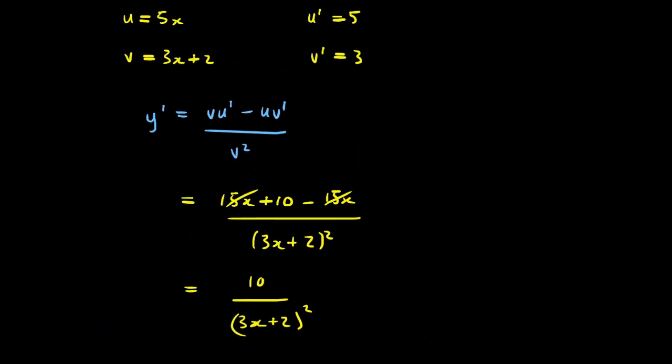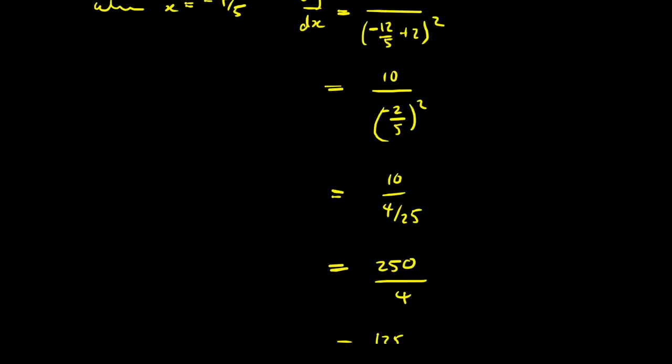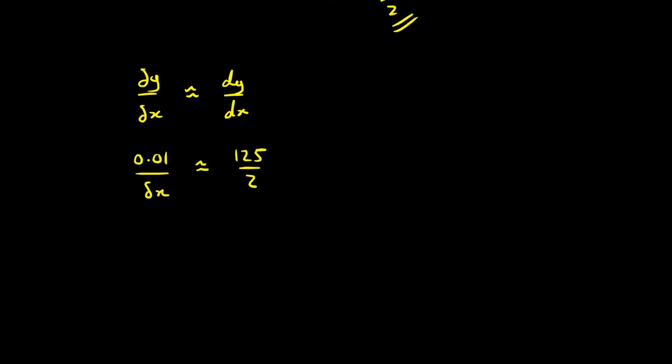So then we're going to go back up here. We need to use this expression: delta y over delta x is approximately equal to dy dx. So delta y over delta x is approximately equal to dy dx. Our delta y is 0.01, so 0.01 over delta x is going to be approximately equal to 125 over 2. What's delta x going to be equal to? Well, delta x is going to be approximately equal to 0.02 divided by 125.